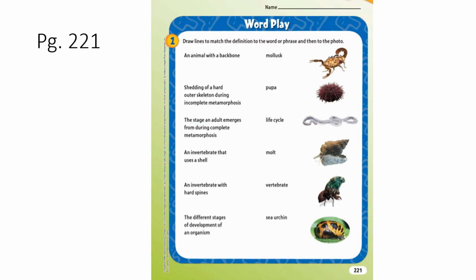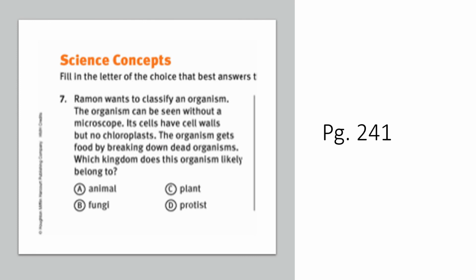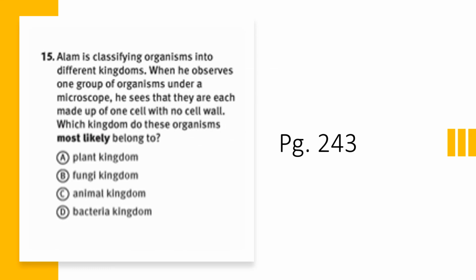Also solve page 221. You have to match the sentence to the word in the middle and then to the picture that matches with it. So match the sentence to the word and the word to its picture. Here, this is the life cycle of a ladybug. You just have to put them in order: 1, 2, 3, and 4. Here, you have to circle one correct answer. Also here, you have to choose the correct answer, one of them. And this is the last question on page 243.